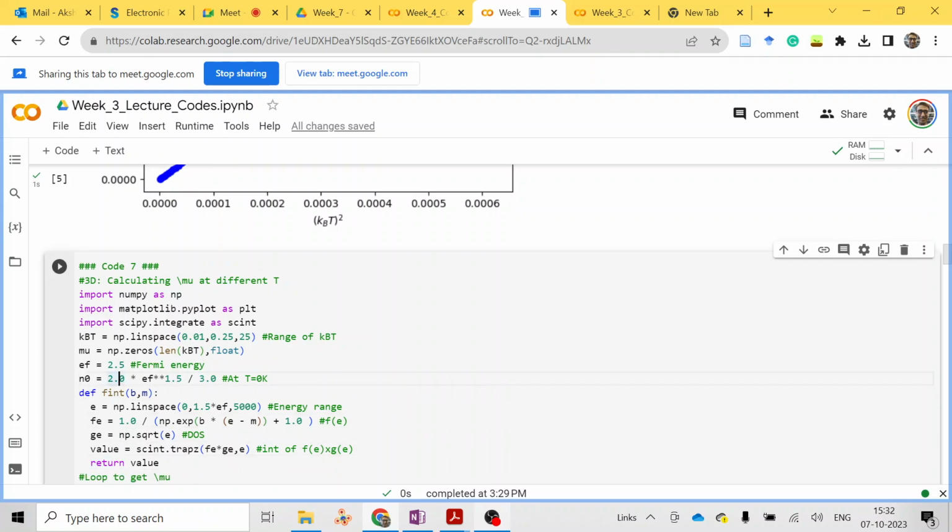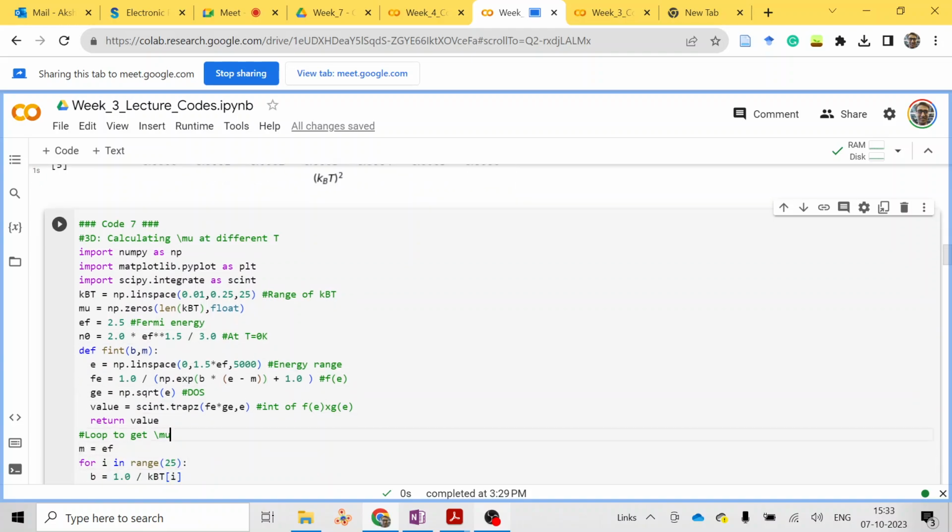Alright, and n naught, as I have shown earlier, either you can do the integration under the curve, as we have seen like this, or for the 3D, 2D and 1D cases we have derived the analytical expression as well, and we have checked it. Either you can use this analytical expression for n naught, which is basically the number of electrons at 0 Kelvin, or you can do the integration under the curve. Both give the same results. This we have checked in the previous session.